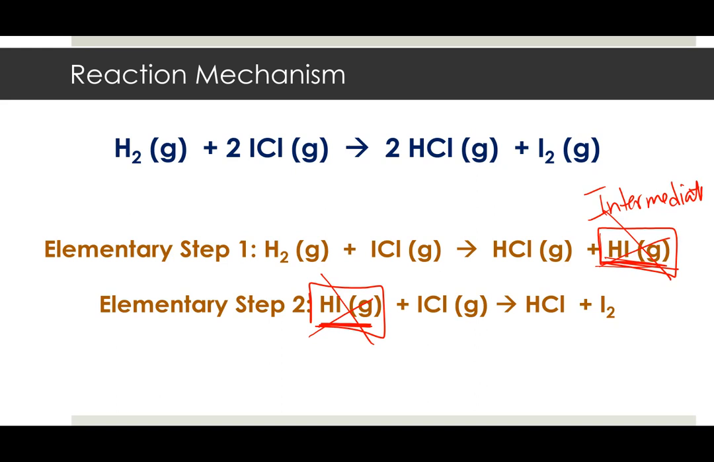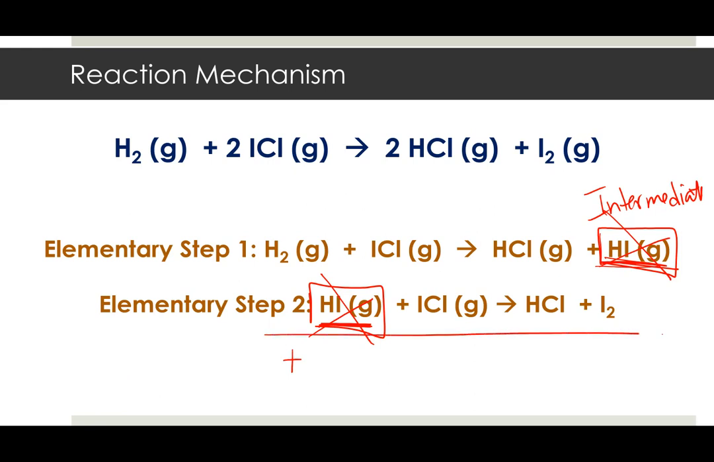So intermediates are also not going to be found in our overall reaction. So if we look back up here at the overall reaction, we don't see the hydroiodic acid anywhere because it was used up. To get to this overall reaction, we add together our two elementary steps. So what does that look like? How do you add together chemical reactions?